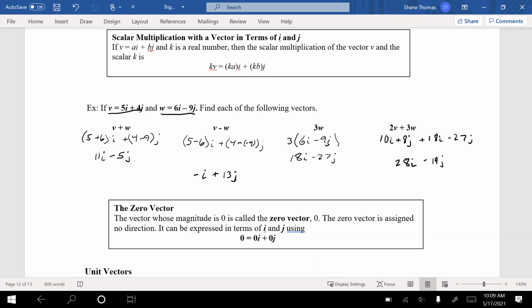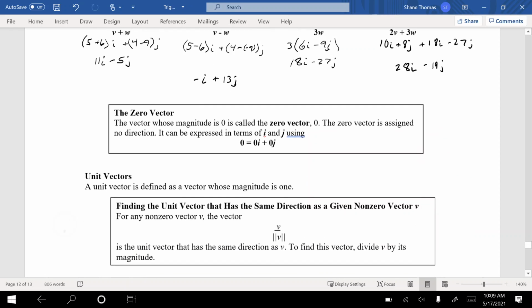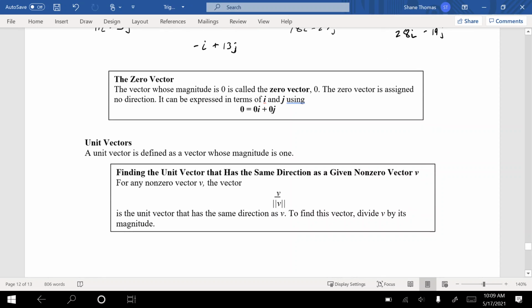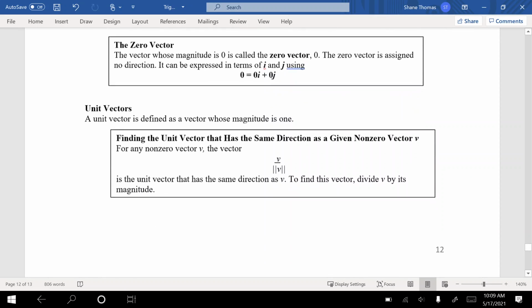All right. About 2 more things to take care of here. Next thing we have written on there is a zero vector. Zero vector is just a vector with no length and no direction, so it exists, but it's really nothing. Yes, basically.